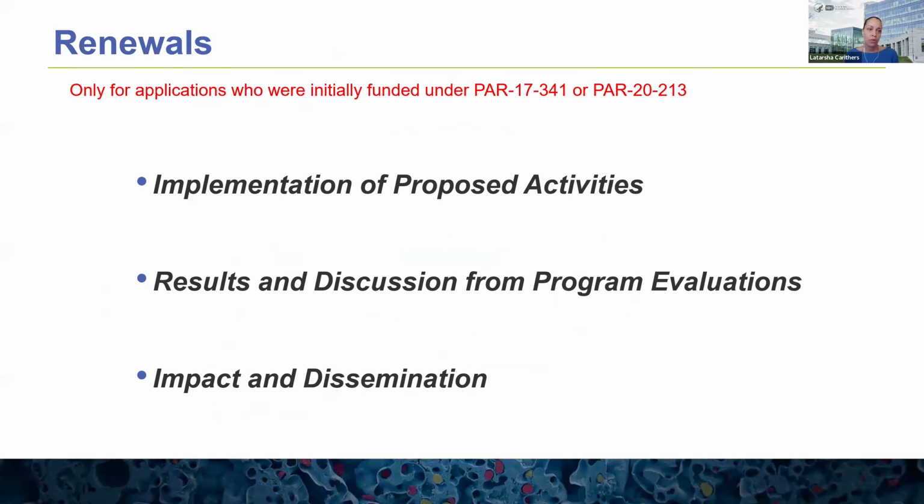Okay, so renewals, they're only for applications that were initially funded under PAR 17341 or PAR 2213. For renewals, reviewers will evaluate 3 areas. Have you implemented the activities you proposed in your previous application? What are the results from your evaluations, and have you been responsive to feedback? And what has been the impact of your program? And have you disseminated the outcomes? Next slide, please.